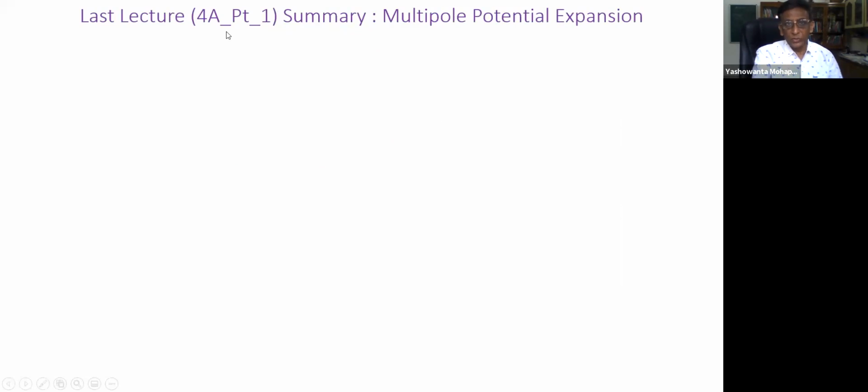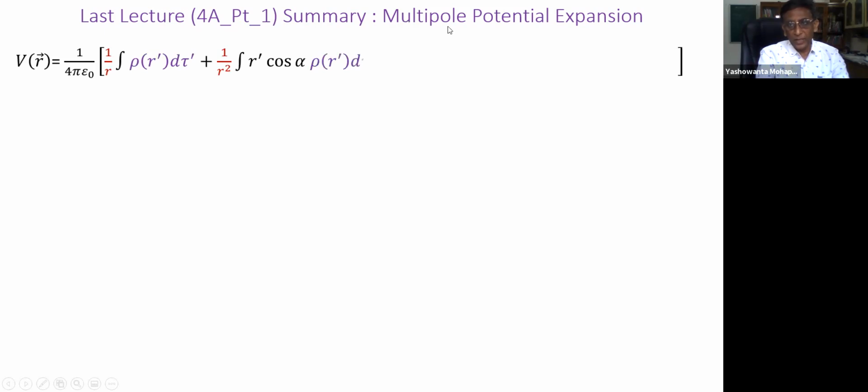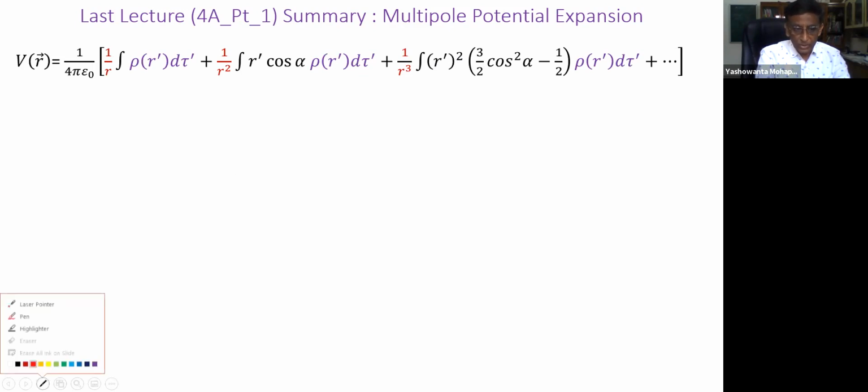So we have already seen this in the last summary. This is the summary of the 4A that I had given in that video, in which we had obtained V of r expanded. I just noticed that in some places in the last video, some of these terms were missing. This r square was missing. I hope you have noted that.